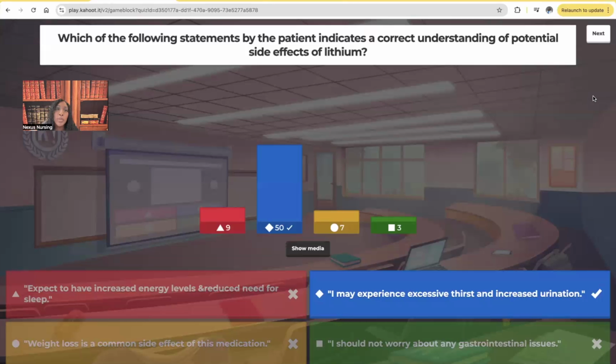The normal therapeutic range is 0.6 to 1.2. Once you hit 1.4 or higher, you're now in lithium toxicity. Not 2. We don't want to kill our patient. 0.6 to 1.2. Once you hit higher than 1.4, you're now in lithium toxicity range.